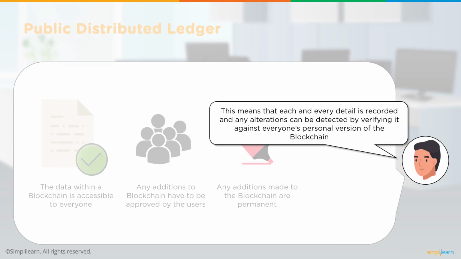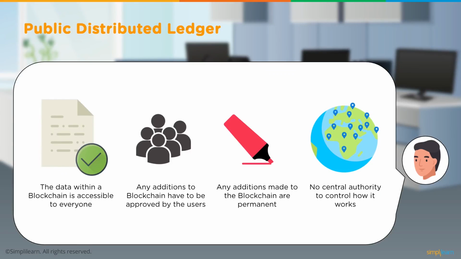So if someone tries to modify data on a block on a particular node, then the other ledgers having the same information will come to know that someone has modified data on one particular node, and they will try to rectify it. And the 4th property, no central authority is controlling the working of this blockchain network. It is a decentralized network.